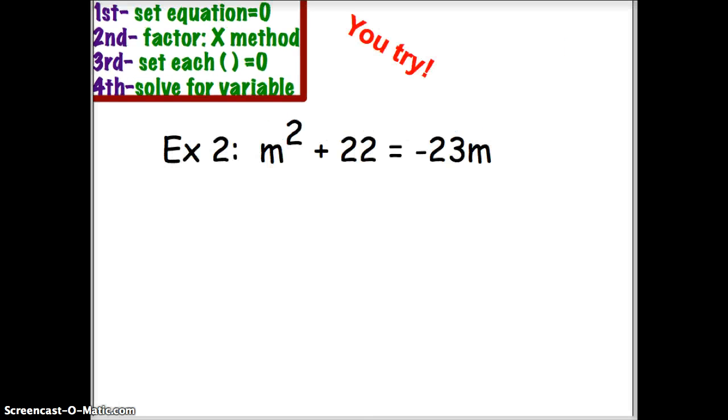Try this one on your own. Be very careful. I did not give you just a number by itself on the right side. I gave you negative 23m. So be careful when you work through this that you actually make that the middle term. Pause your video at this time and try it out. Did you get the answer, negative 1 and negative 22? If you did, give yourself a check mark. If you didn't, go back, really make sure that this is the middle term, and try that problem again.